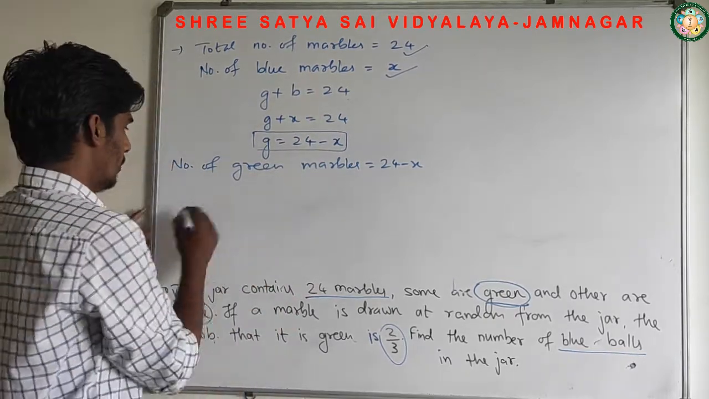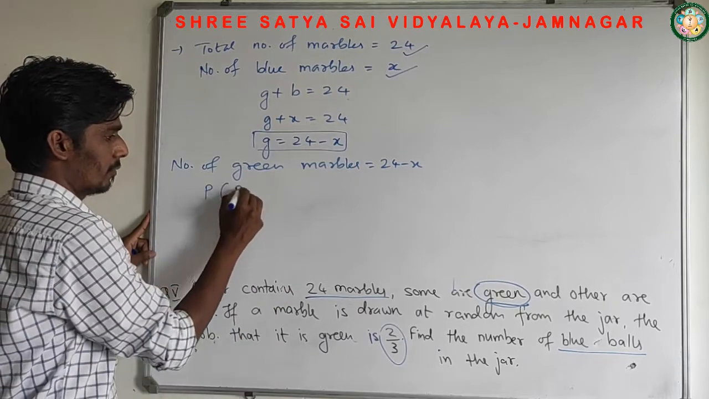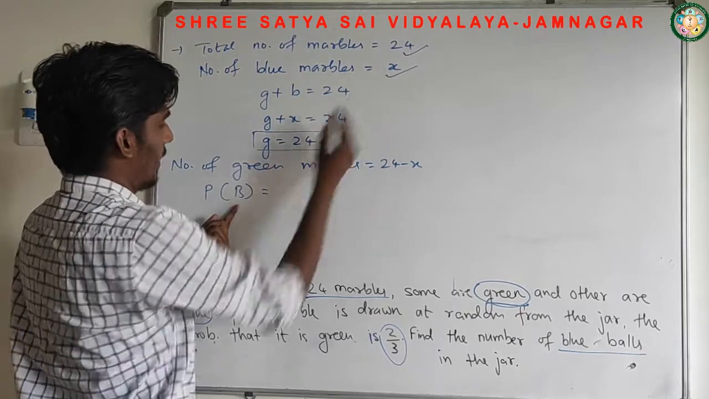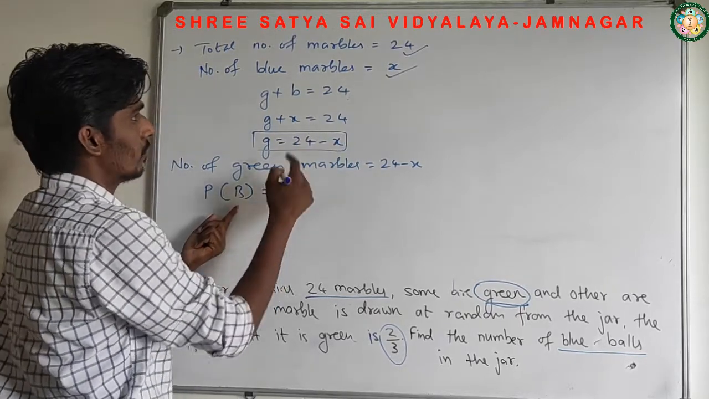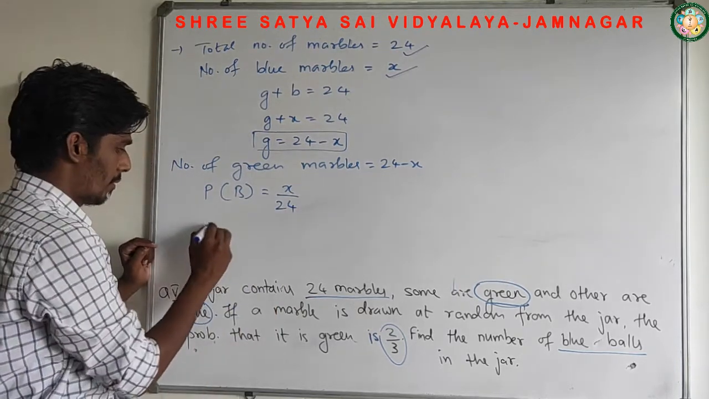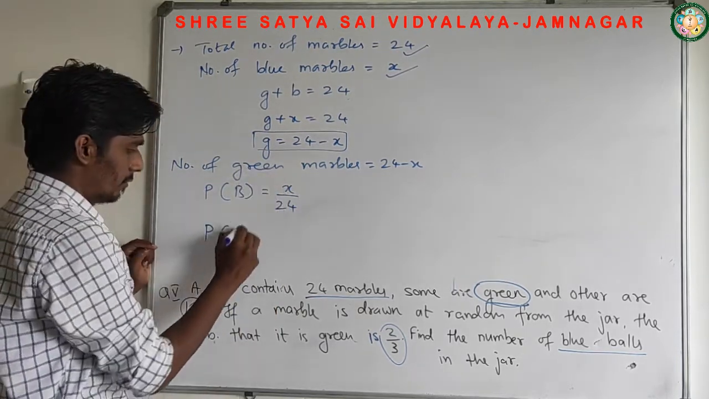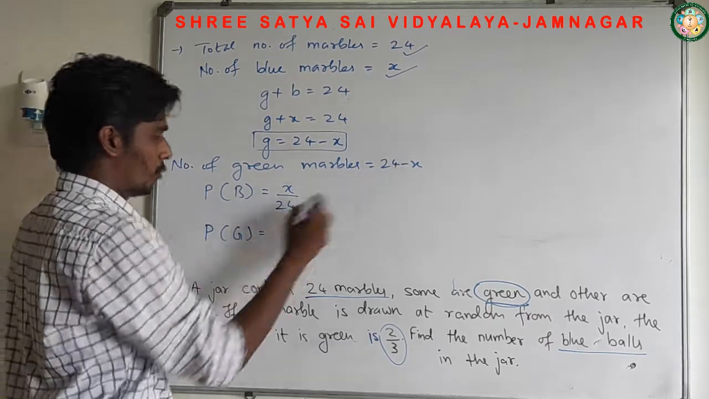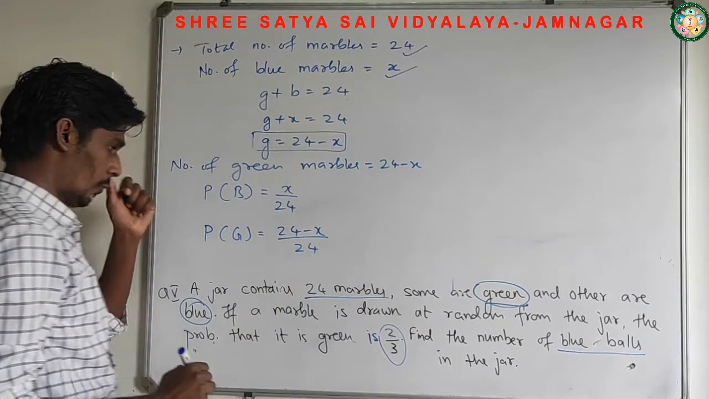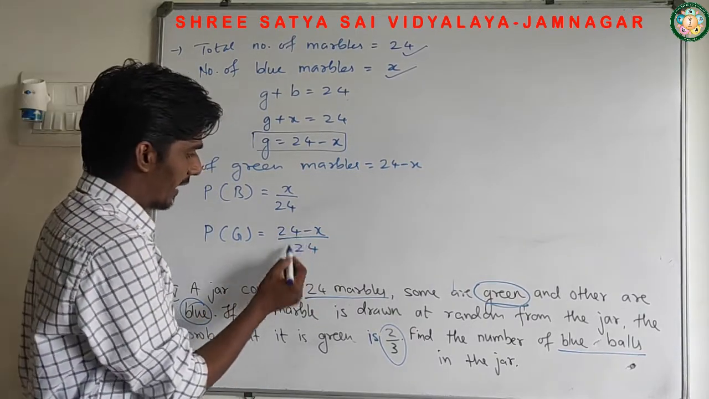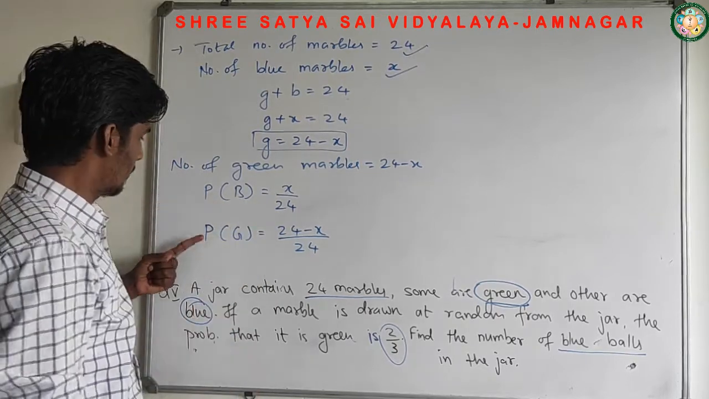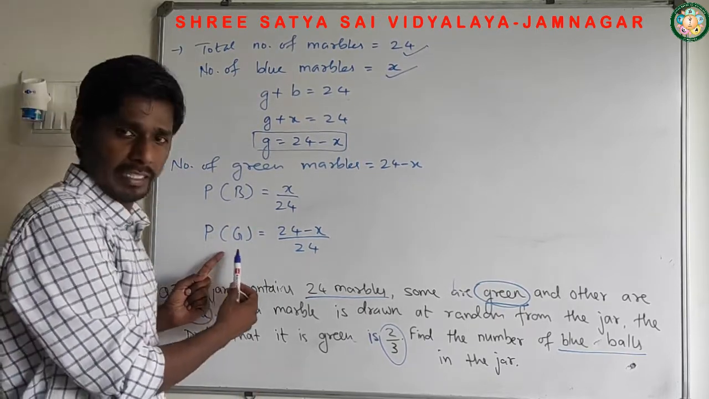Now, probability of blue marbles, B stands for blue. What is the number of blue marbles? X. Upon what is the total number of marbles? 24. Similarly, the probability of getting green is 24 minus X upon 24. Because of this minus sign, we can't cancel this 24. So this is the probability of blue marbles, and this is the probability of green marbles.